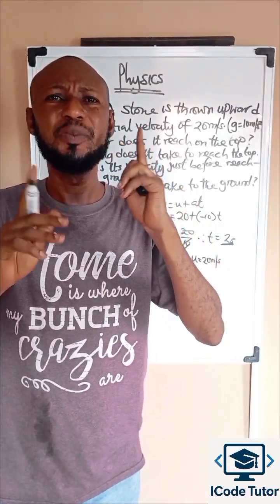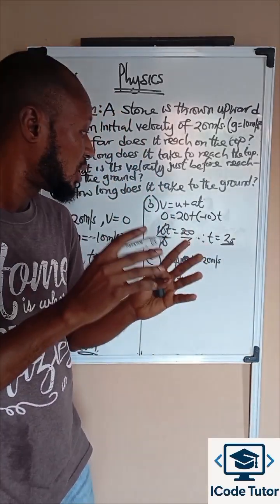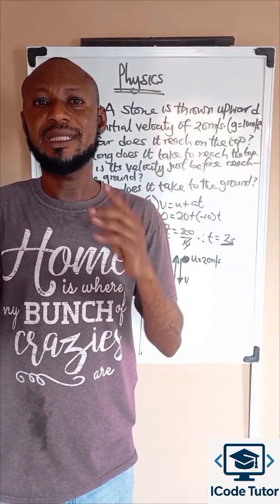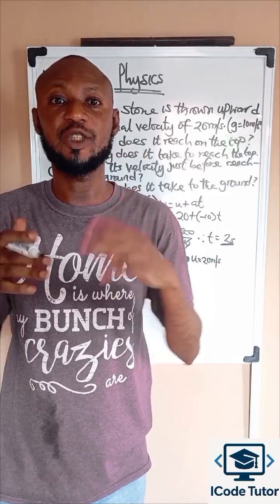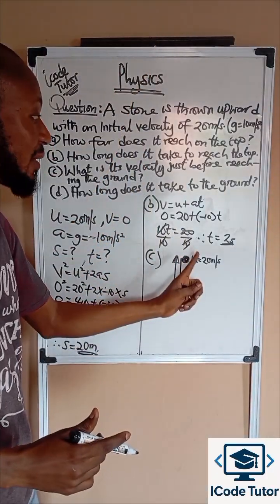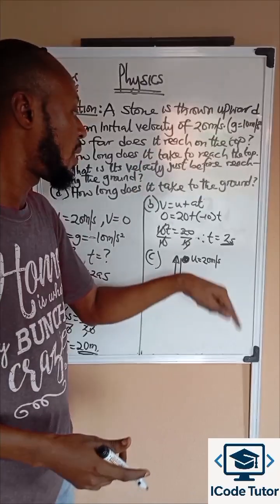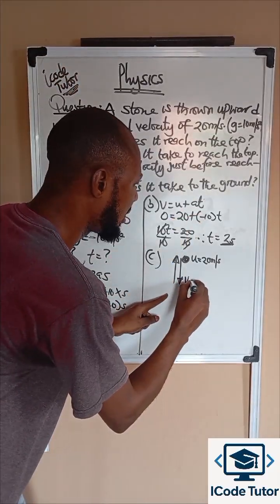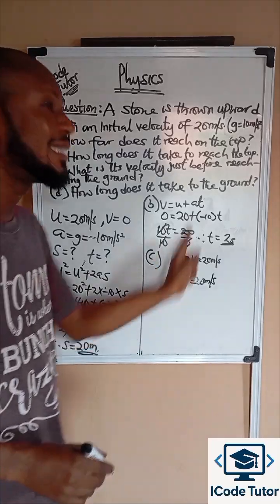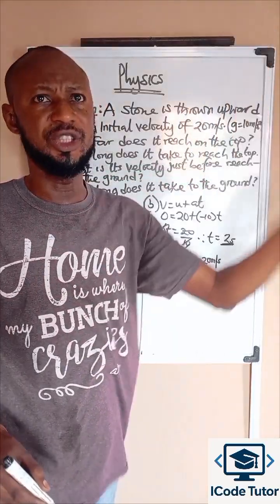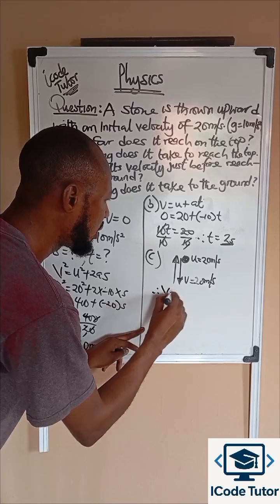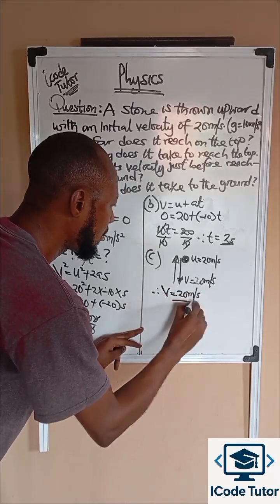Do you understand me now? It will be the same, since it is of the same magnitude as the initial velocity, but in the opposite direction, assuming no air resistance. Since it's moving upward, the initial velocity is 20 and the final velocity is 0. When it's moving downward, the final velocity also will be what? 20 meters per second, and the initial velocity will be 0. Therefore, our v equals 20 meters per second.